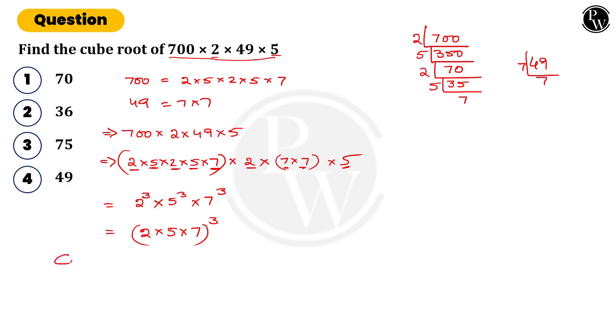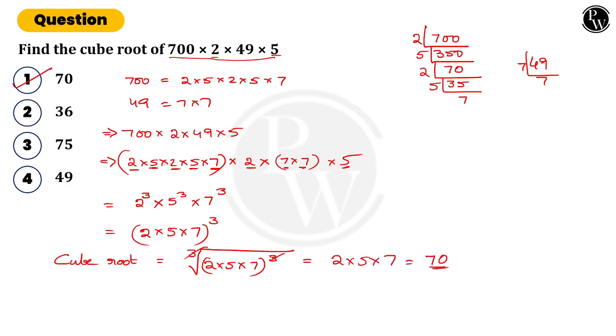Now we have to find the cube root. So cube root is equal to cube root of 2 into 5 into 7 whole to the power of 3. So cube root and cube will get cancelled. You will be left with 2 into 5 into 7, that is equal to 70. The first option is the right answer.